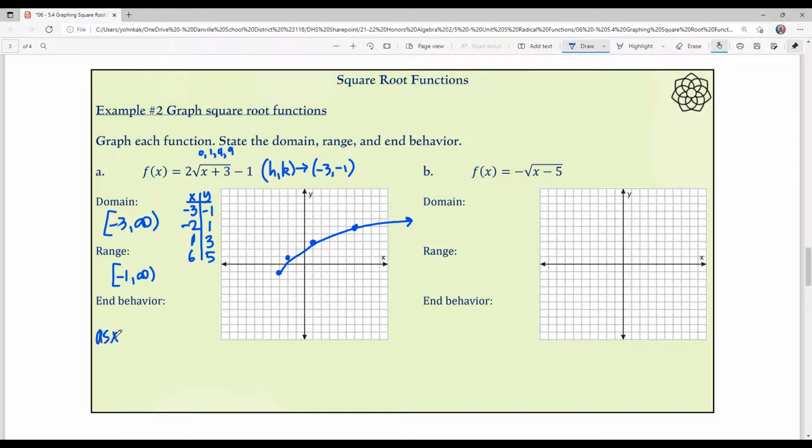So as my x approaches positive infinity, what happens to my f of x? Well, my f of x is going to get bigger, so it approaches positive infinity.